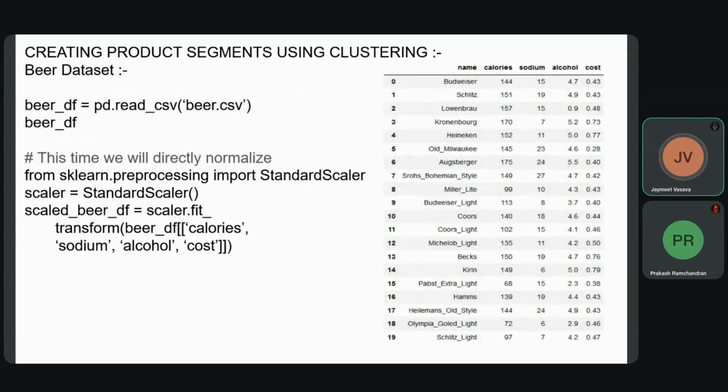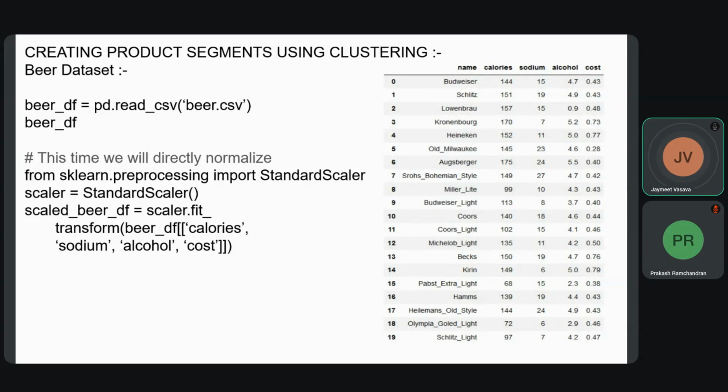So first, reading the data set and creating the data frame BRDF and printing the BRDF. You can see a snapshot of it on the right. We have 0 to 19 brands, and you can see the calorie count, sodium and alcohol measurements, and the cost of them.